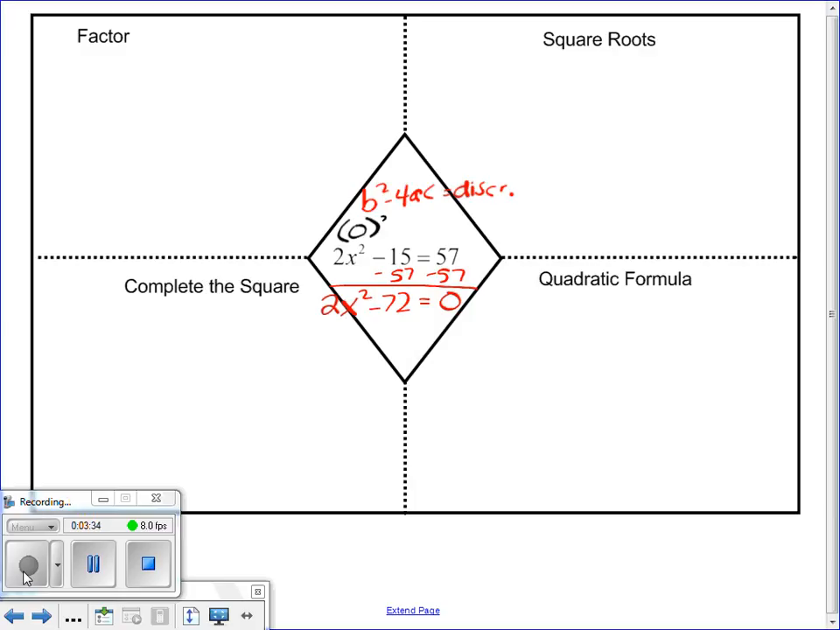0 squared minus 4, what's my a? 2. What's my c? Go ahead, somebody calculate that for me. Is 576, is that a perfect square? Yes.